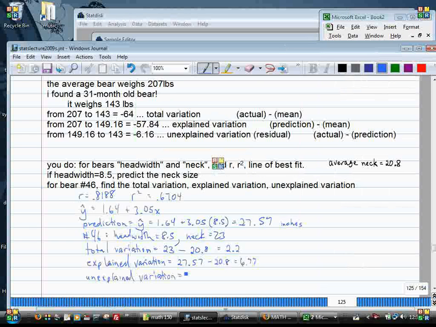And then finally, the unexplained variation. What's the formula for the unexplained variation? The unexplained variation is the actual minus the prediction. What's the actual value for this bear? 23. What's the prediction? 27.57. So 23 minus 27.57, which works out to negative 4.57.